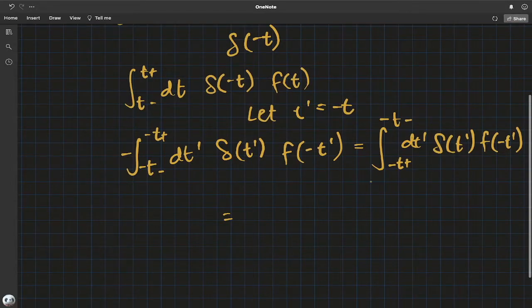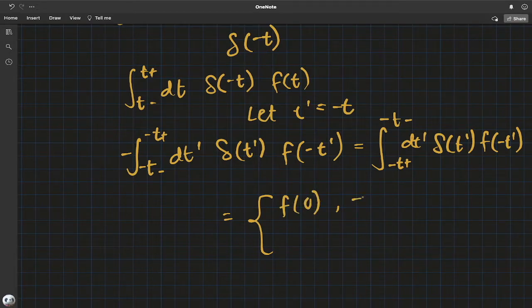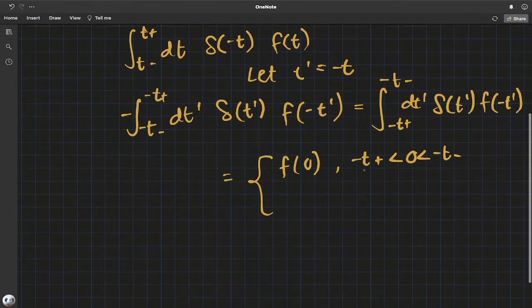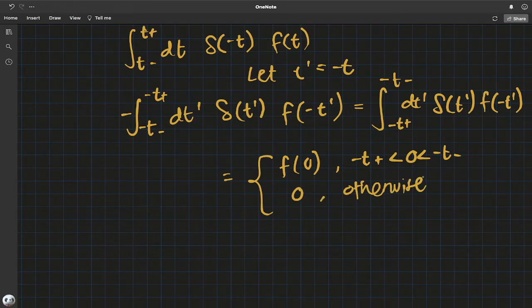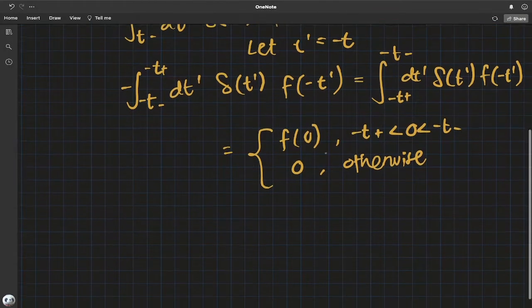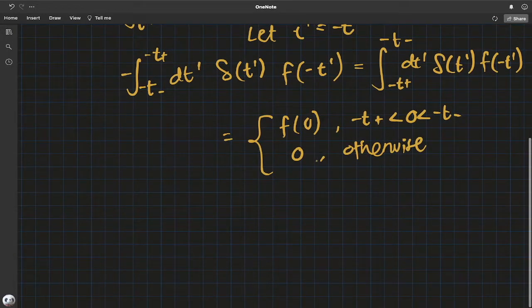And we can write this out in a piecewise definition. This is going to be f of 0 when negative t plus and negative t minus contain 0. This is just the definition of the classic Dirac Delta, and 0 otherwise. Okay, this property was basically part of the previous video, so you can check that out if you don't know what's going on here.